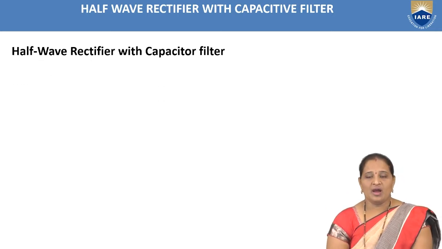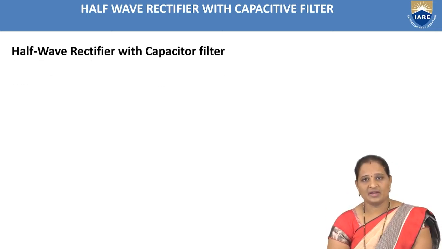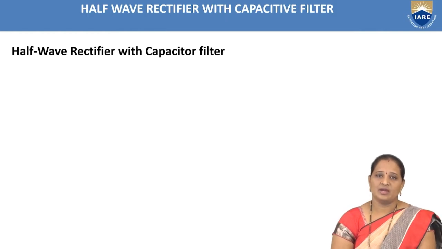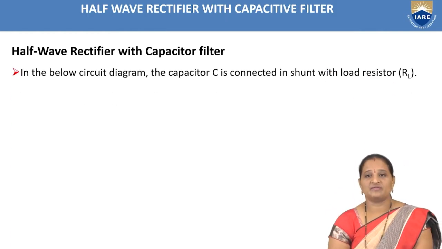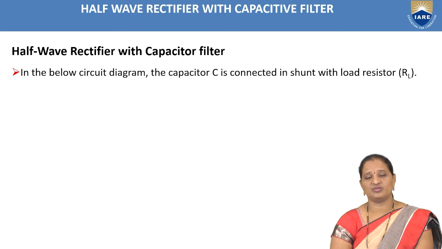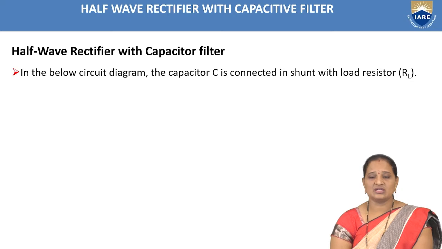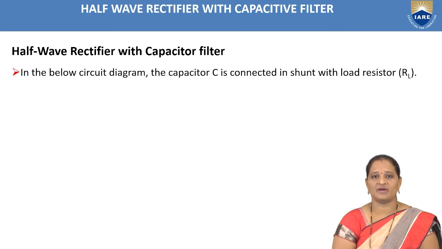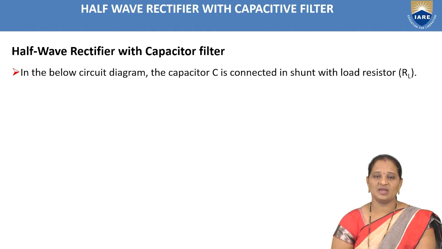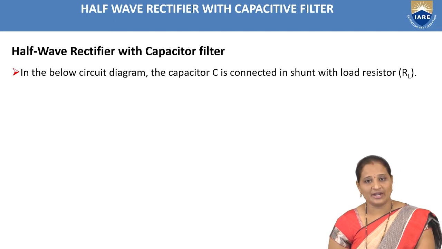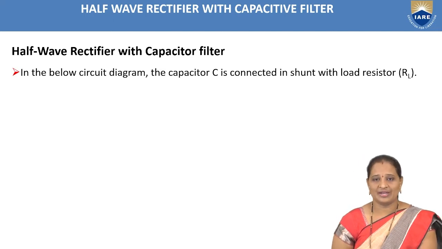So we are going to discuss the rectifier with capacitive filter. Here, what is a capacitive filter? The capacitive filter consists of a capacitor connected in shunt with the load resistor. So we can also call this an RC filter. This filter is always used at the output of the rectifier such that it is able to remove the AC components present in the output of the rectifier, such that the amount of ripple will be reduced, that is, the ripple factor will be reduced.